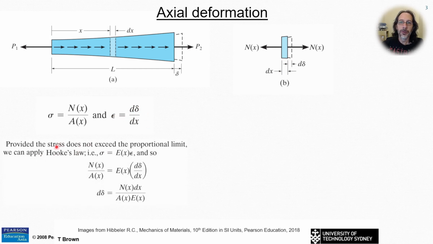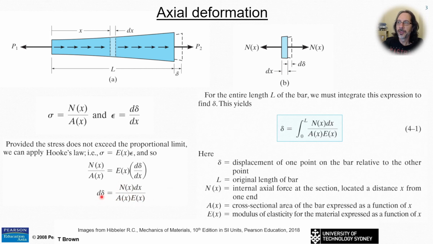Okay, so assuming that we're within the proportional limit and we can apply Hooke's law, this term on the right is equal to the stress, and from Hooke's law we have Young's modulus times the strain. So substituting Young's modulus into here and our strain into here, we get this expression for the change in length d delta of our little elemental length dx here. All right, some of you might be starting to recognize what's coming. You might have seen an expression for this displacement delta, and we're going to get to that shortly.